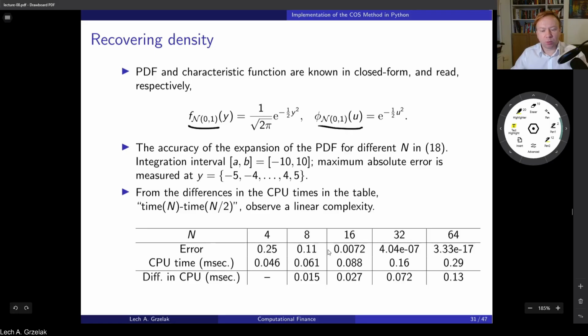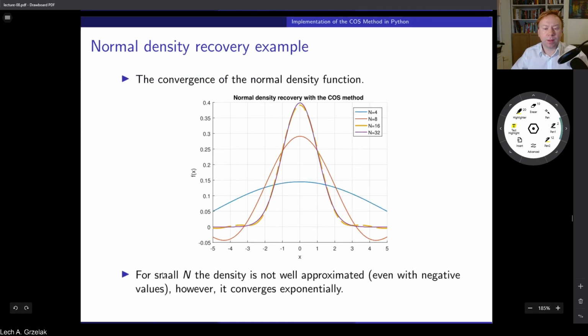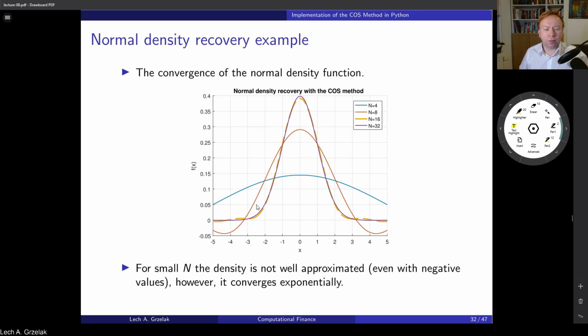So this table presents what we have just seen in the numerical results: for 64 terms, we have around 10 to minus 17 precision. For 32 terms, we have 10 to minus 7. So this is what we have just reported in the numerical experiment. In the numerical experiment, however, we haven't shown the time, but you could see that it performs very fast. You see 0.29, this is in milliseconds. It's not even seconds, it's milliseconds. And this is also the graph that we have generated.